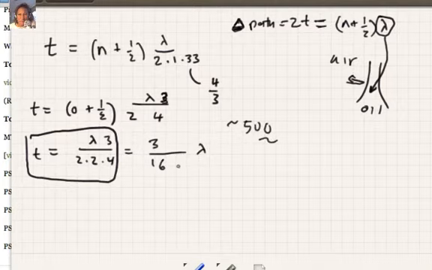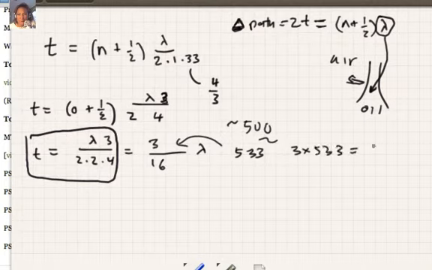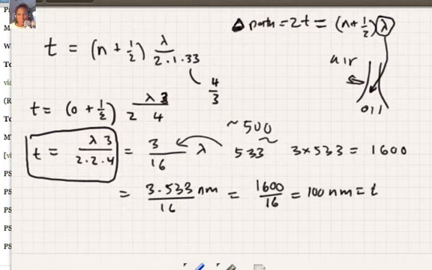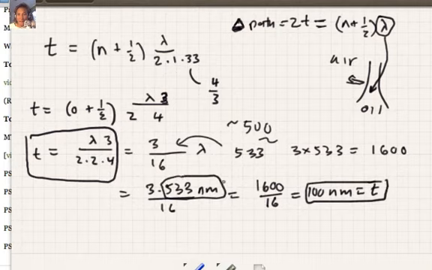I could see if I pick 533 and multiply it by 3, 3 times 533 is about 1600. So 3 times 533 nanometers divided by 16 is equal to 1600 over 16, which is equal to 100 nanometers. That will be the first thickness at which I see the 533 nanometer wavelength light. I think that's roughly blue. Okay, now what's the next one?